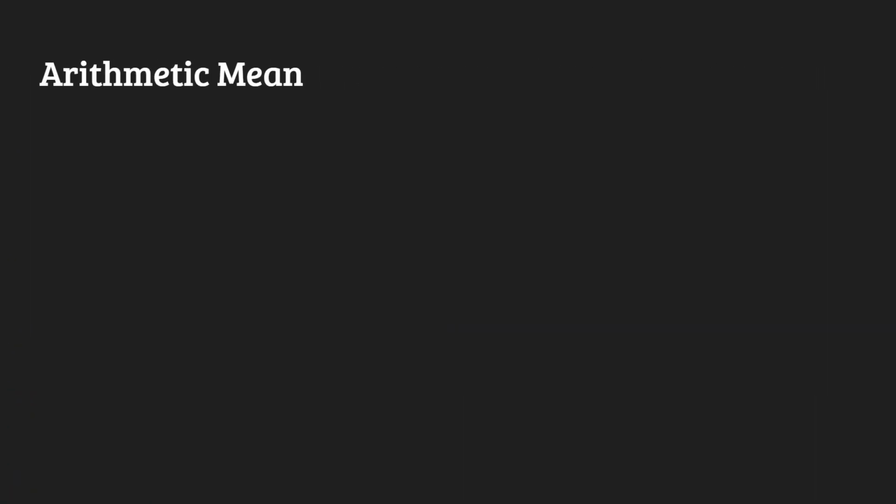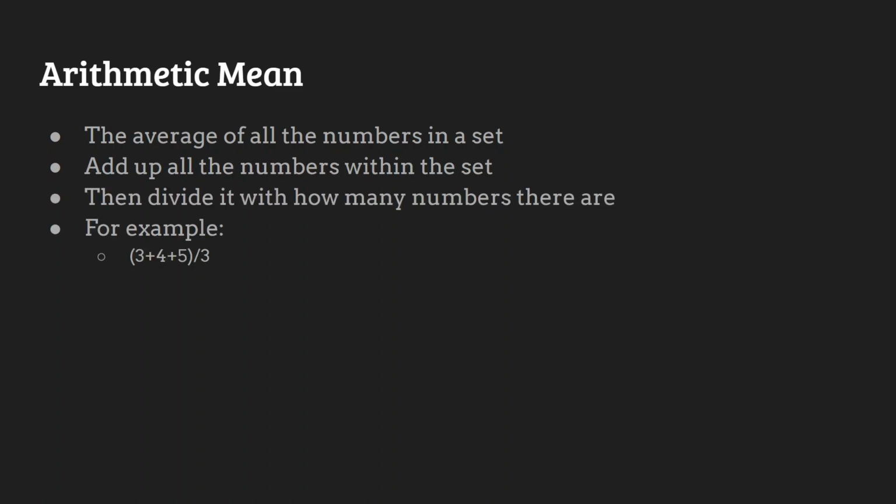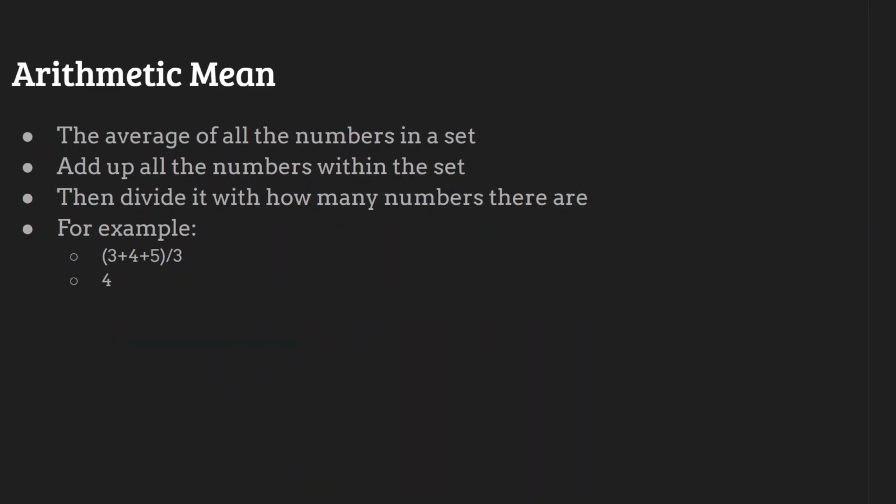So our first one is arithmetic mean. This is the average of all numbers in a set. Add up all of the numbers and then divide it by how many numbers there are. For example, 3 plus 4 plus 5 is going to be divided by 3, and that gets us 4. This is the easiest mean out of all three.